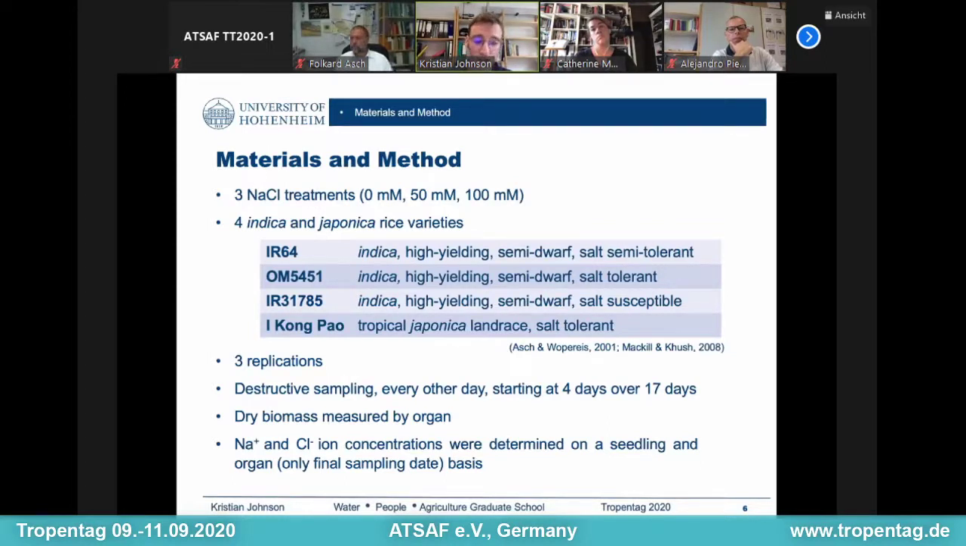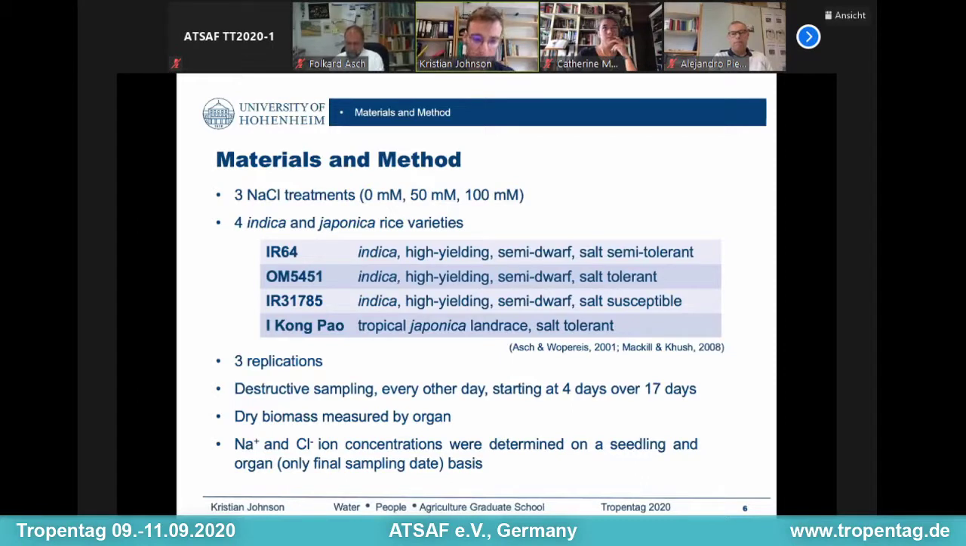And to look at this in greater detail, we devised 3 different salt treatments: 0 millimolar, 50 millimolar, 100 millimolar, with 4 different rice varieties. In this case, 3 indica and 1 tropical japonica, some of whose names you might recognize. So IR64, it's a high-yielding semi-dwarf classic, and is considered somewhat tolerant to salinity stress, followed by OM5451, which is a variety which we have collected from Vietnam.